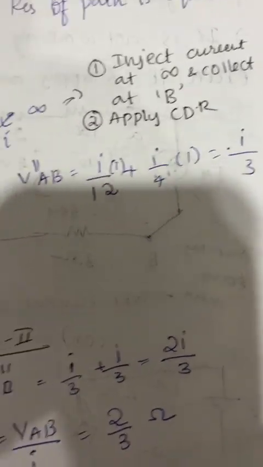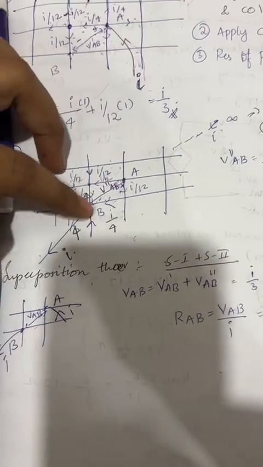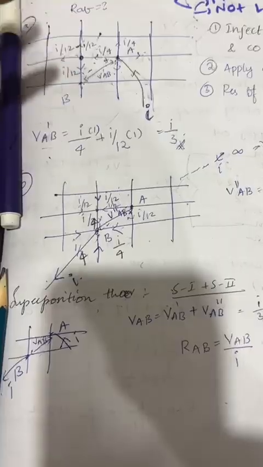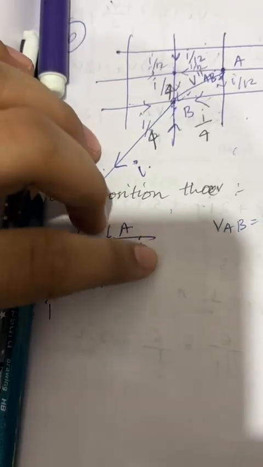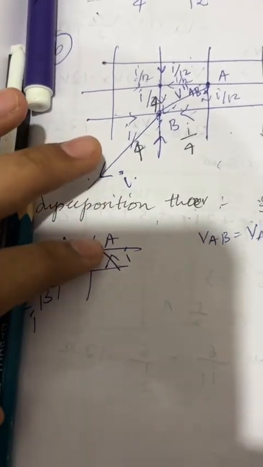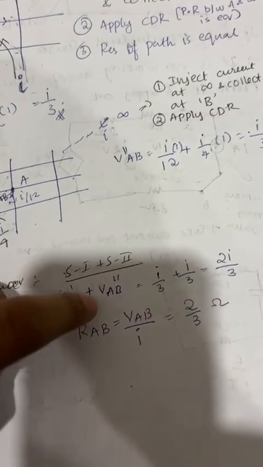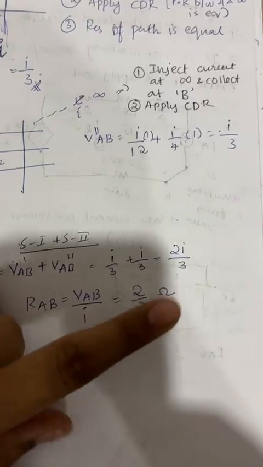By superposition theorem, we can say that the total response in between a branch is the sum of individual responses produced by each of the elements. So we can combine it and write it as I entering from A and leaving from B. So it will be the sum of I by 3 and I by 3, which is 2I by 3. And we know that resistance is voltage by current, so 2 by 3 ohm is the final answer.